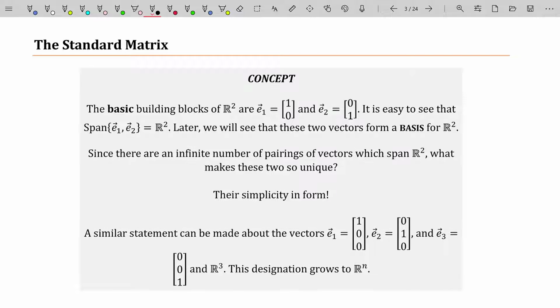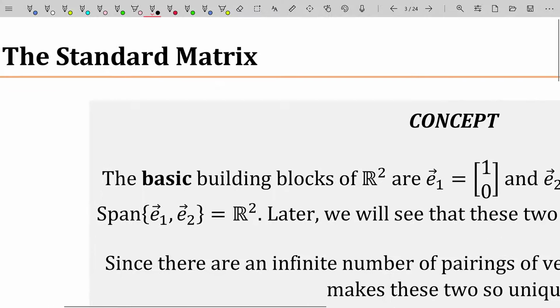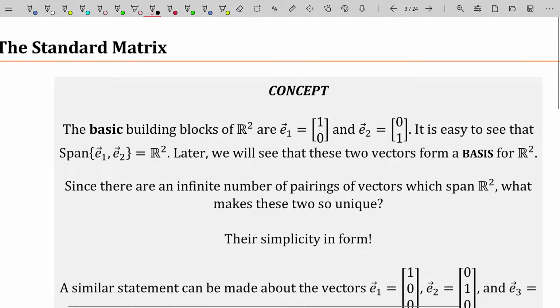To do so, we're going to start with a conversation about what's called the standard matrix. Now, something to note here, the standard matrix comes from the basic building blocks of the spaces with which we've been talking about so far in linear algebra. And when I say the spaces, I mean like R squared, R cubed, R4, Rn, that type of thing. So this topic is actually a future topic, but it really helps to have this conversation here, at least to open the door to it.